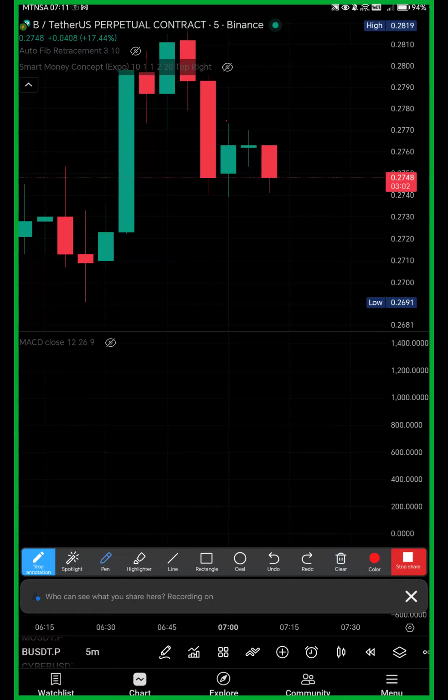Then they created the high, they created the low. So this is called a shadow. When it is at the bottom of the body of the candle, it is called a lower shadow. When it is found on top of the body of the candle, it is called an upper shadow.